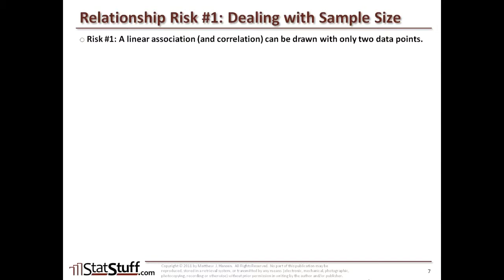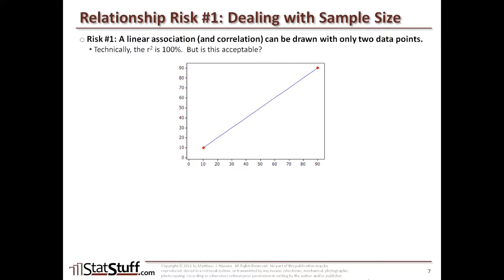There are a couple critical risks associated with relationship type of tests. Let's start with the first one that deals with the sample size that you're analyzing. One of the first big risks that we need to consider is about dealing with the sample size. Remember, we can draw a linear association or correlation when we just have 2 data points. All it takes is 2 data points to draw a line. So we could technically have something like this as our value that we're comparing for the correlation coefficient. And in this example, the R squared or the R value is going to be 100%.